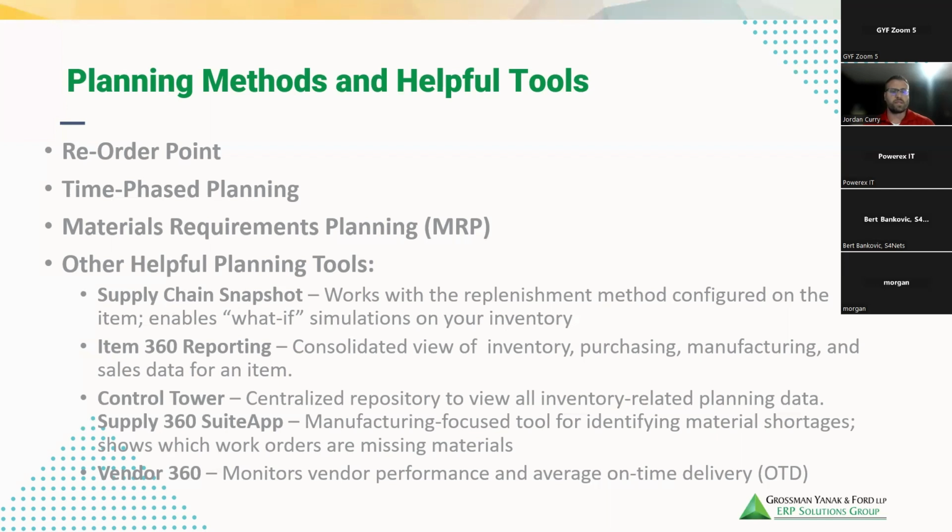The Supply 360 is a newer SuiteApp, really focused on manufacturing, looking for work orders that are out there or planned work orders that have material shortages that you need to address. So specific for manufacturing, but you can filter by location and other parameters. Again, it really doesn't hurt anything putting these bundles in and turning these features on, so I would encourage you to do so.